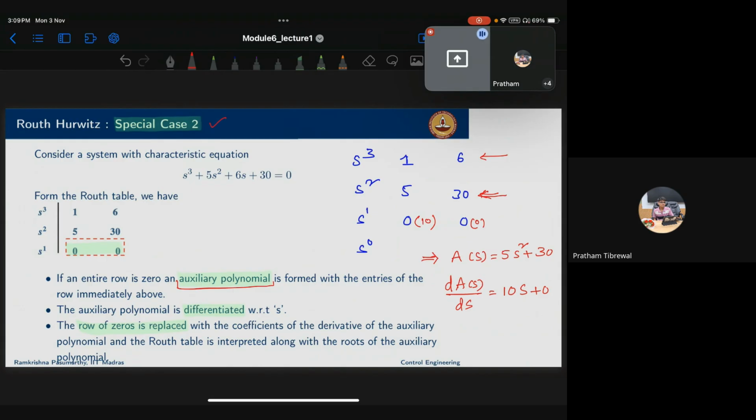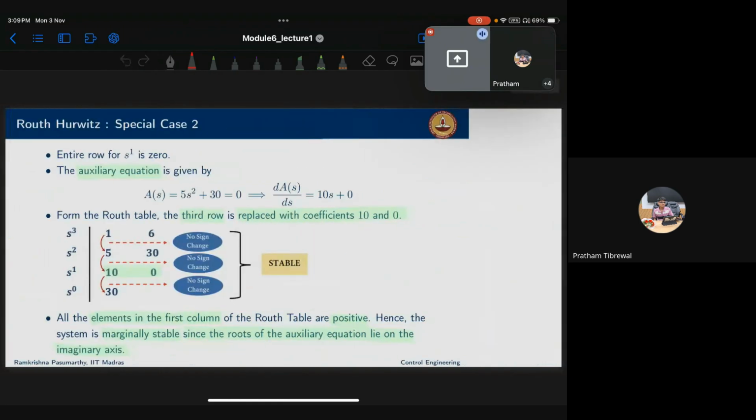Now we'll continue the calculations. So you can see here we have replaced 10 and 0. So we continued the calculations with this 10, and we got 30. Is this clear? Yes. So again we check the sign changes. No sign change, no sign change, no sign change. System is stable.